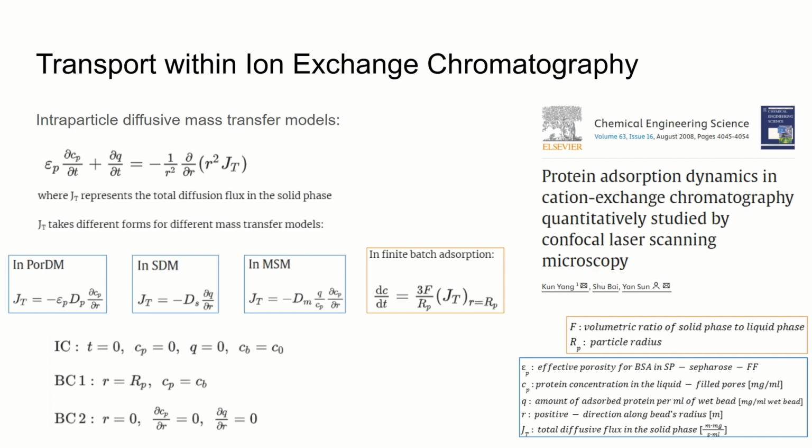As for the boundary conditions, at the outer radius of the particle, the concentration in the pores is assumed to be the same as the concentration in the bulk liquid phase, and at R, the symmetry condition is applied. By using CLSM, it was found that the pore DM and MSM models work well in low salt concentrations, while the model that took pore resistance as negligible did not apply.